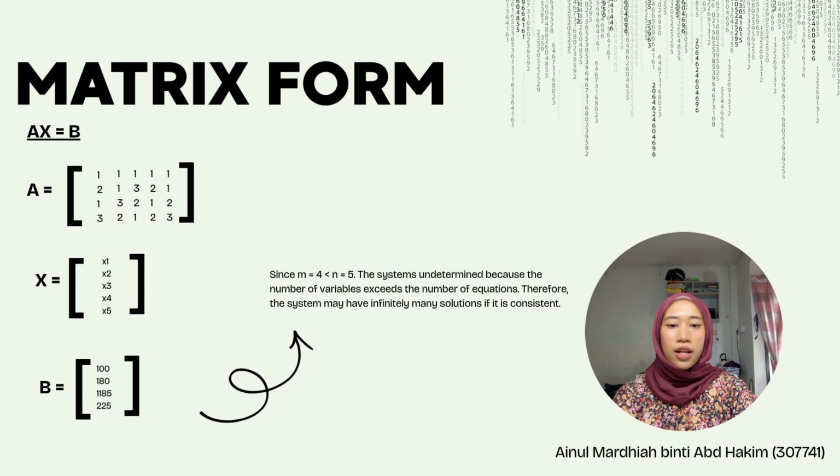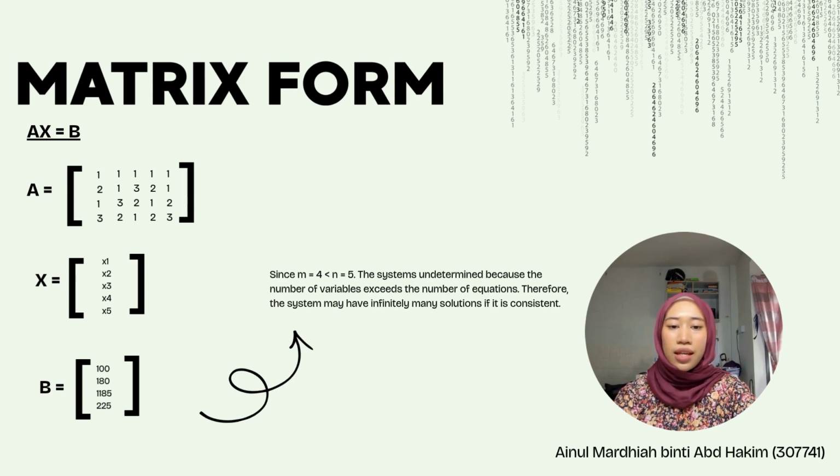In linear algebra, a system of equations can be written as AX equals B. Matrix A is called the coefficient matrix because it contains all the coefficients from the equations. Matrix X is the variable matrix, which contains the unknown variables x1 until x5. Matrix B is the constant matrix, which contains the values on the right-hand side of the equations. For this project, matrix A consists of 4 rows and 5 columns. Therefore, it is a 4 times 5 matrix.